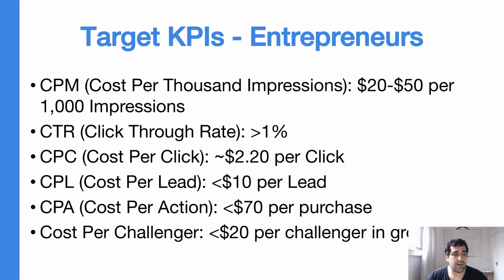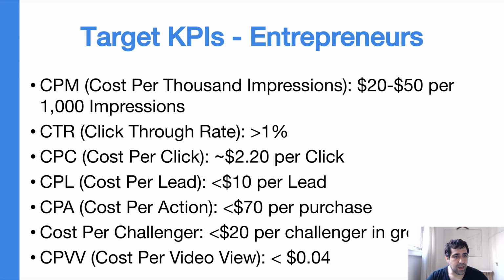And then if you are running a challenge funnel, the cost per challenger in the group, you might wanna select it to below 20. Actually, I'm about to run a campaign, and I reduced that to, I think, 14 or 15. So it really depends on the goal that you have. And then cost per video view, that can be around 4 cents. Some people have paid 1 cent per view, and also it depends on the length of your video.